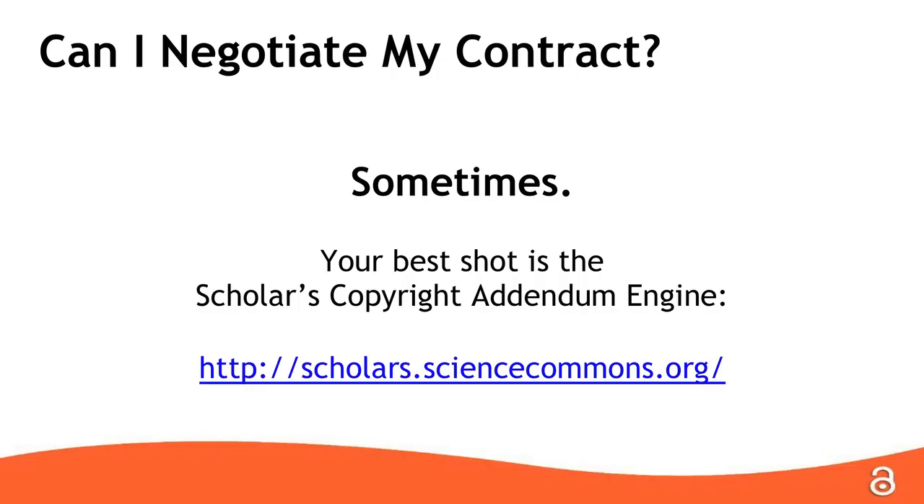Can you negotiate? If you don't like the terms of the policy, you can try, and you don't have to start from scratch. There is something called the Scholars Copyright Addendum Engine. You can use it to generate an addendum with all the appropriate legal language and then attach the addendum to their copyright transfer agreement. Not all publishers accept it, but a lot of them do. And if you want to give it a try, it's better to work with something that's established and they're used to seeing than trying to write up something from scratch, which probably wouldn't pass muster.